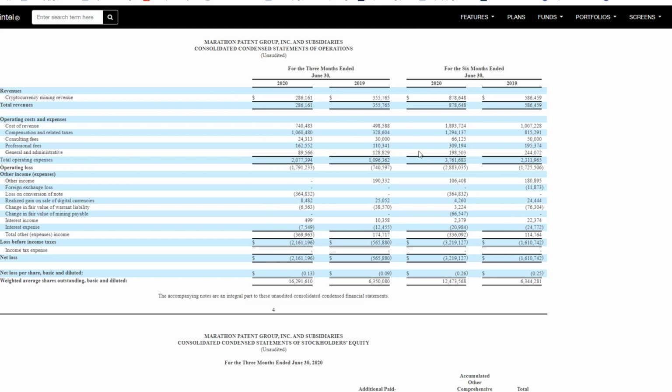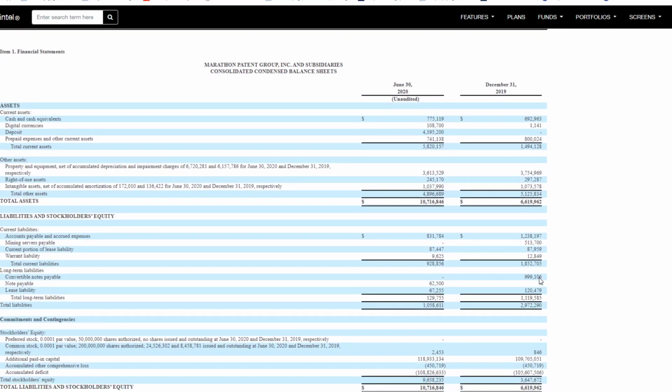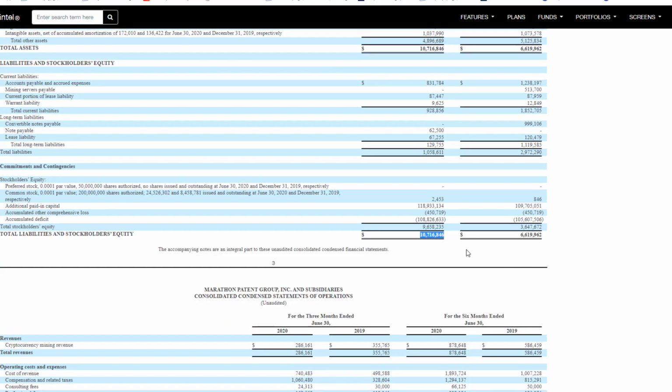So that's one thing. In terms of going towards their 10K, what you get to see here is a little bit higher cash equivalent, but higher total assets. We're talking about 10.7 million compared to 6.6 million. So that is positive news. You get to see total liability and equity shareholders, basically the same kind of comparison there.